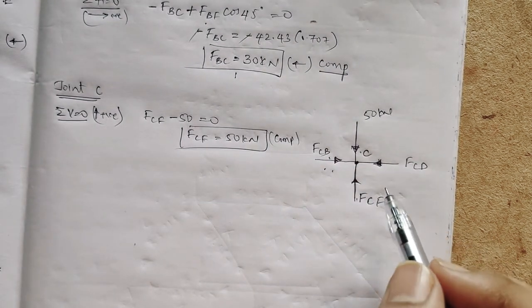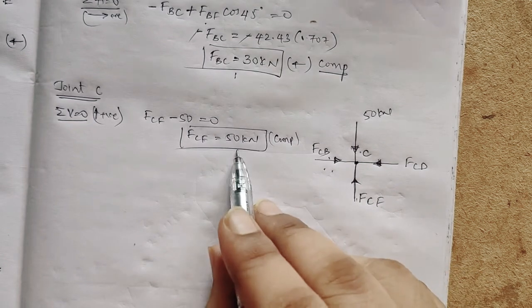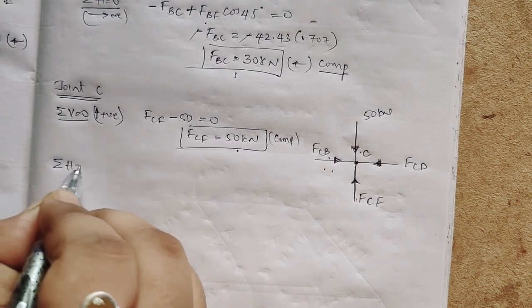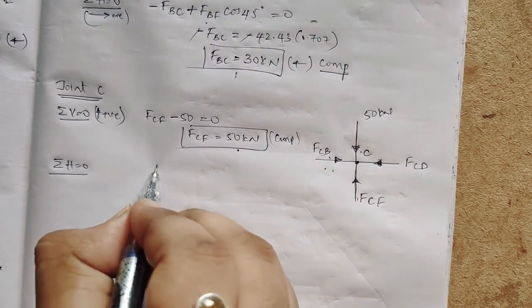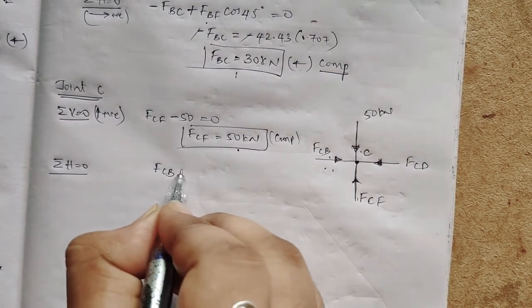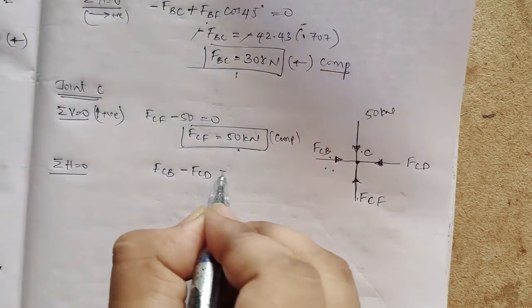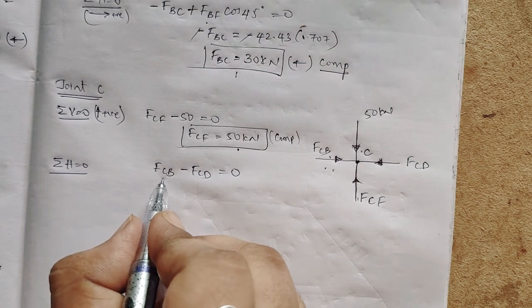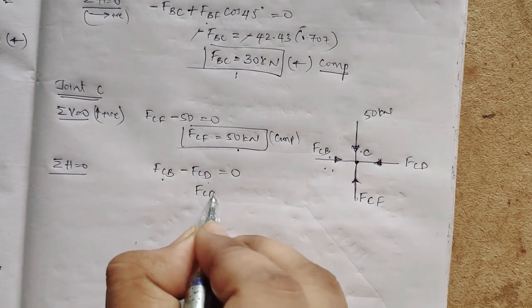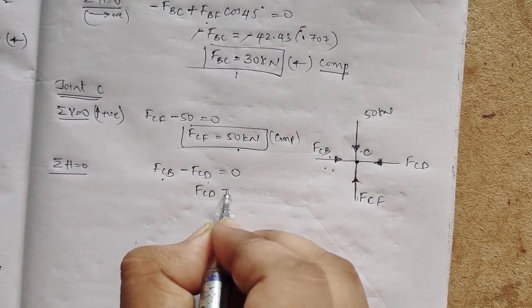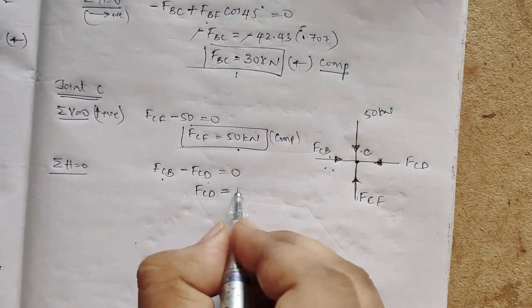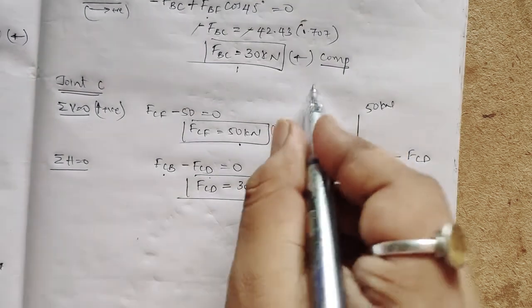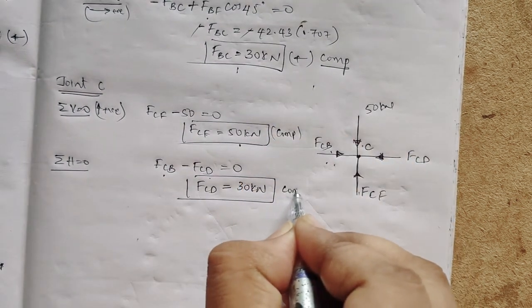So again I need not tell why FCF is 50 kilonewton. It is compression, right? Now horizontal force equal to 0. So FCB minus FCD is equal to 0. So I know FCB, I have to find FCD, right? So FCD is equal to the same 30 kilonewton. So when this is compression, this is also compression.